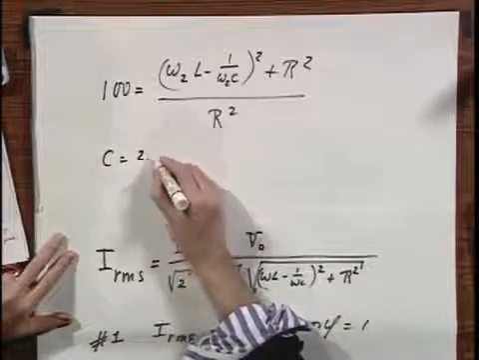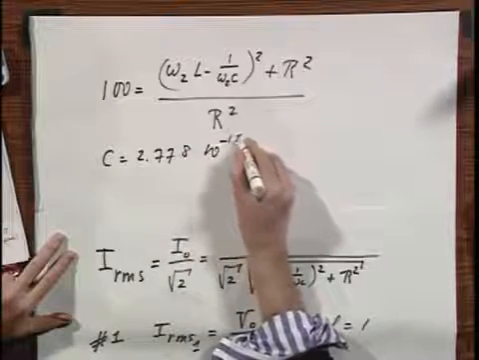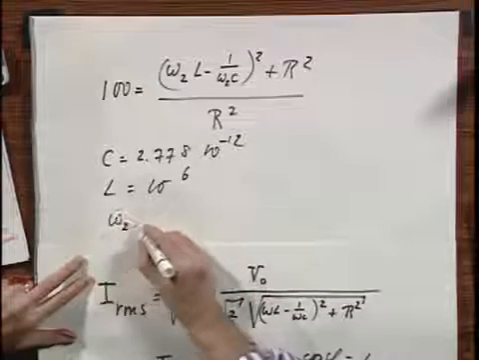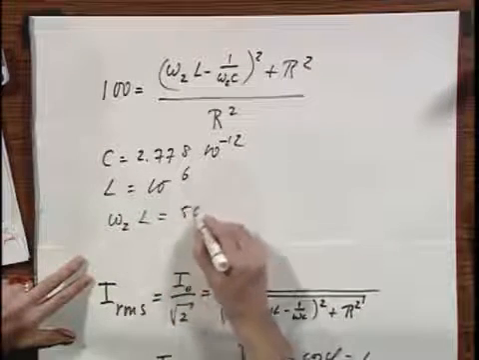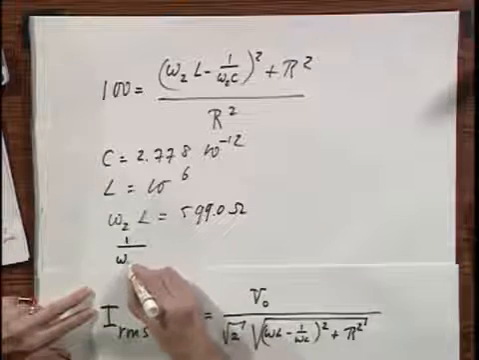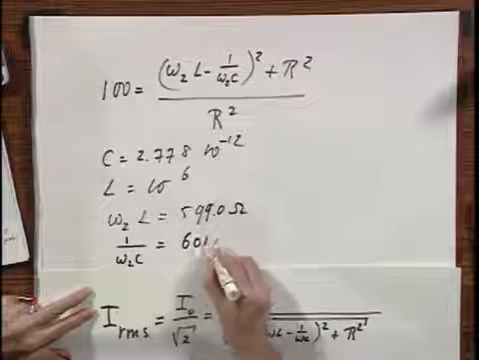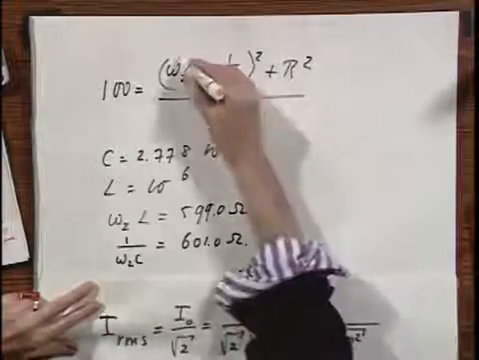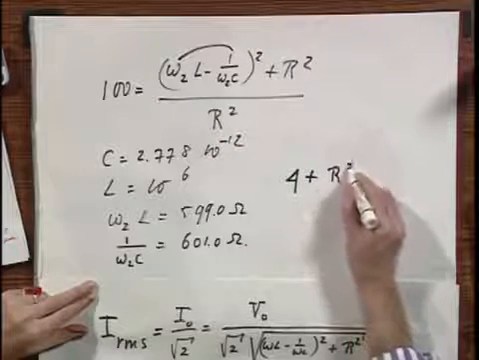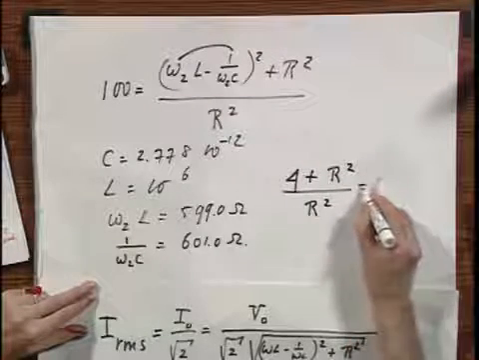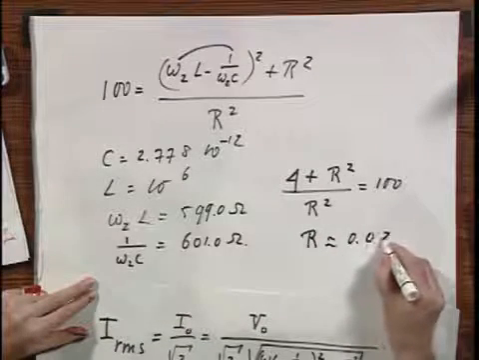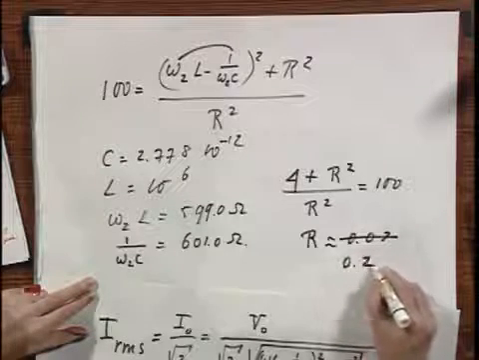Now C was 2.778 times 10 to the minus 12. L was 10 to the minus 6. And so that gives me omega 2 L equals 599.0 ohm. And it gives me 1 over omega 2 C equals 601.0 ohm. So this difference here is 2. So 2 squared is 4. So I get 4 plus R squared divided by R squared equals 100. And when I solve that equation, I found that R is approximately 0.201 ohms.